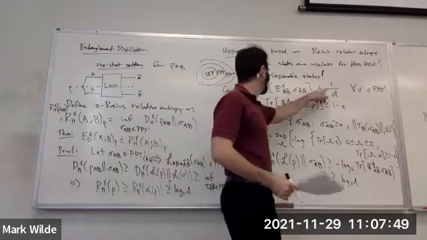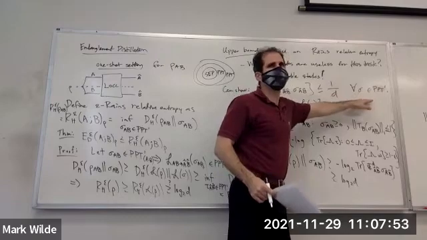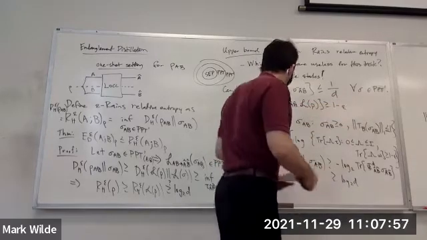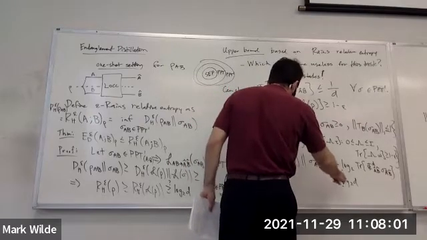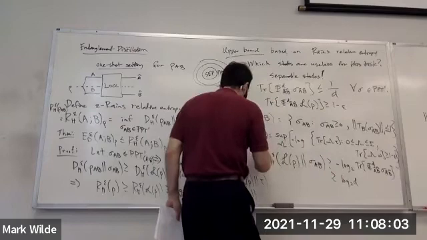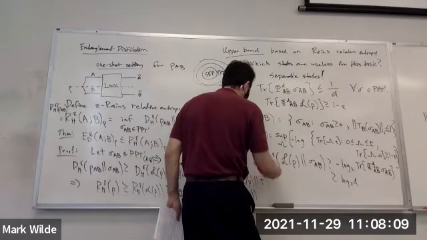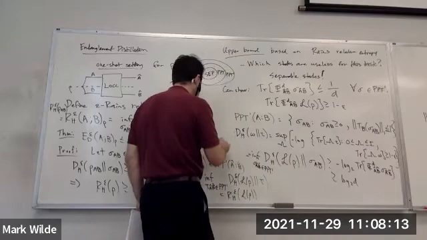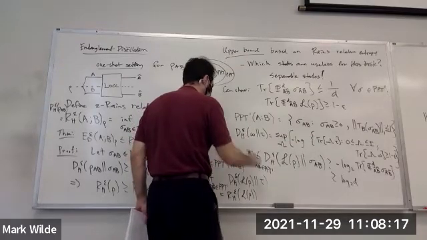Now, furthermore, this inequality holds for all choices in the set. Right? And so that means we can make this as tight as possible and take an infimum over sigma A hat B hat in PBT prime. What is that? That's the Rains one. Right?